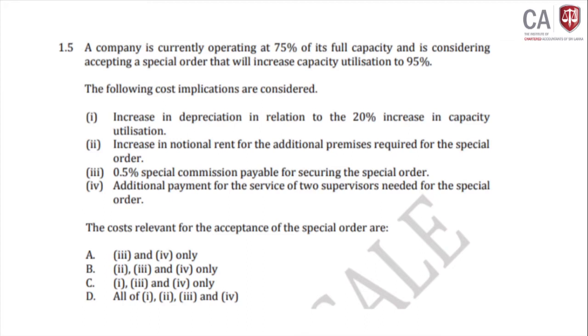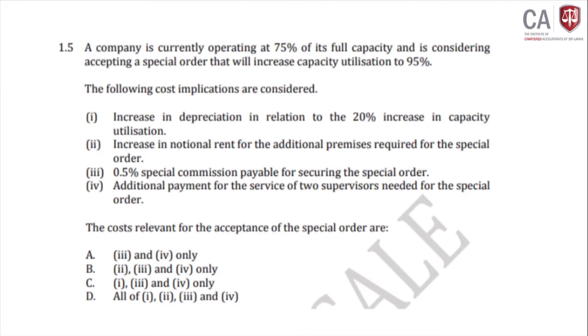Now number 3, 0.5% special commission payable for securing the special order. Because you secure the special order, you pay a 0.5% special commission. Because you secure that order, an incremental cost is being paid. We know incremental costs, which are future cash flows, are relevant for the decision. So that makes number 3 a relevant cost.